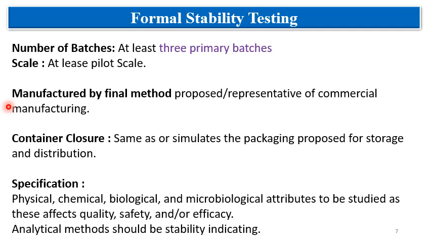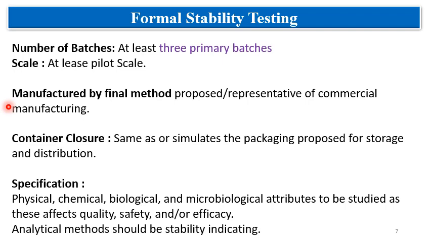So what is the meaning of primary batches? These are the batches which are representative of the commercial scale. The batch size may be less, but the process and equipment are for the commercial scale. So the scale is at least pilot scale. Then manufactured by the final proposed method, and the method of manufacturing is representative of commercial manufacturing. Once you apply with these batches, scales and methods, then it will become fixed for the approval.